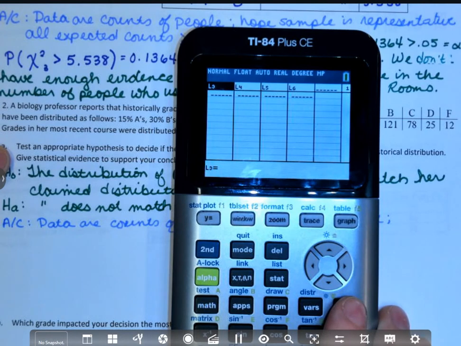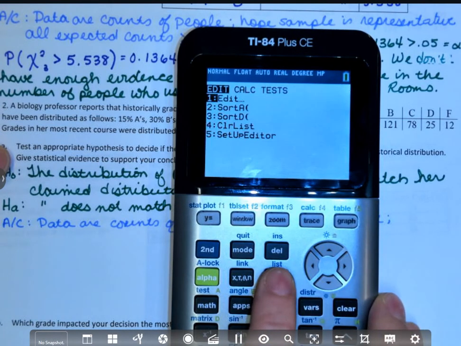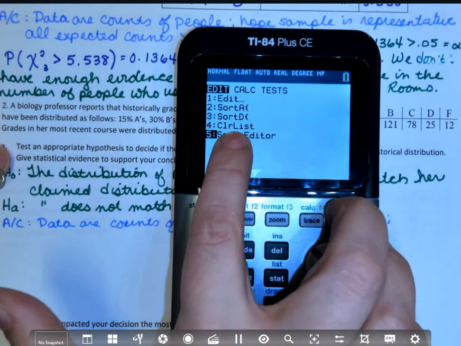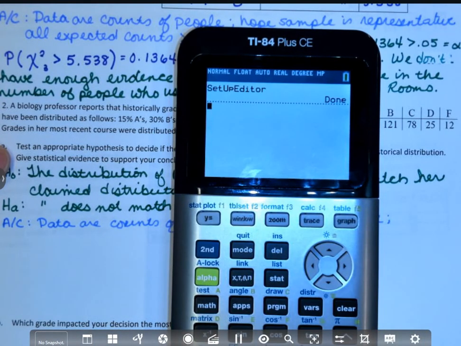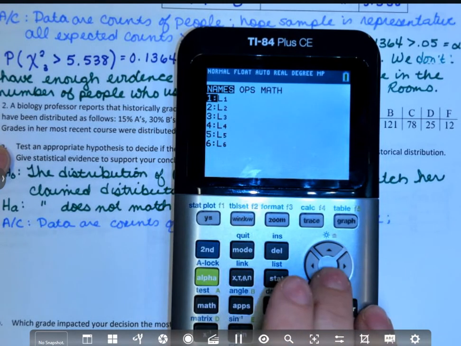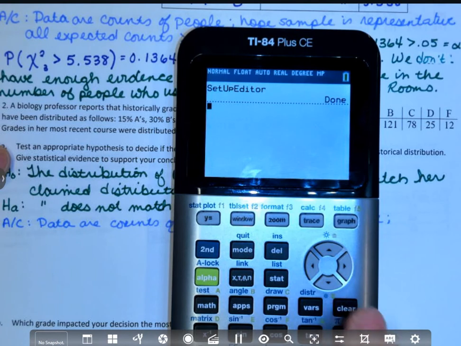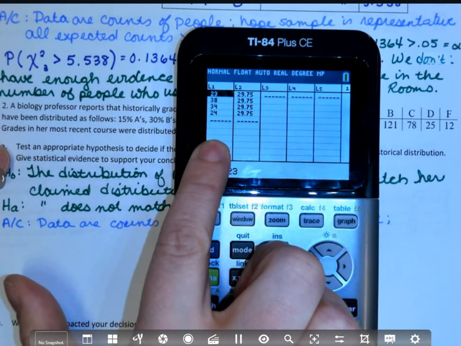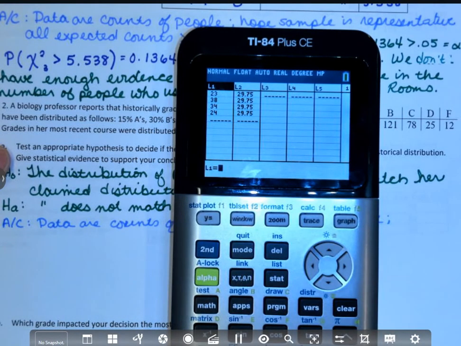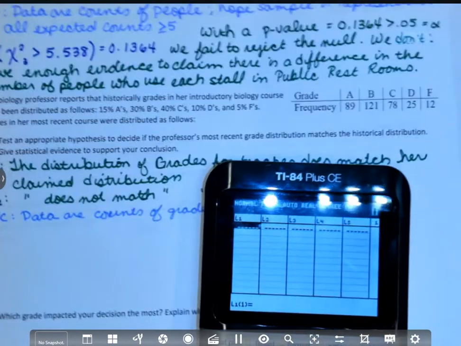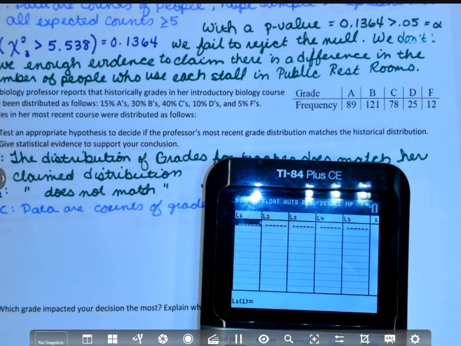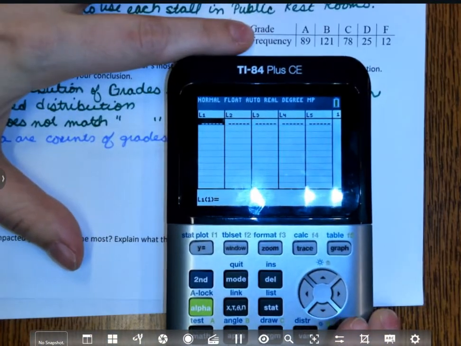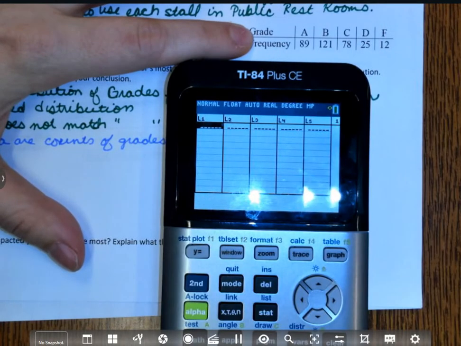If you accidentally deleted, go back to the stat button, setup editor, enter. Now when I go back to my list, they're back. And anything that was in there to begin with. So I'm going to, again, not delete. I'm going to clear those lists. And I'm going to put my observed.